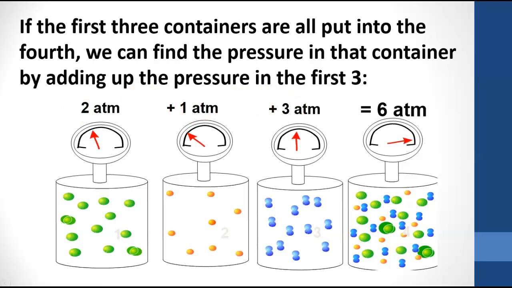Conversely, we can ask you to solve for partial pressures. So I could say, if the total pressure of these 3 gases is 6 atmospheres, and canister 1 is 2 atmospheres, canister 2 is 1 atmosphere, what's the partial pressure of canister 3? And then you'd say 6 minus 2 minus 1 equals 3.